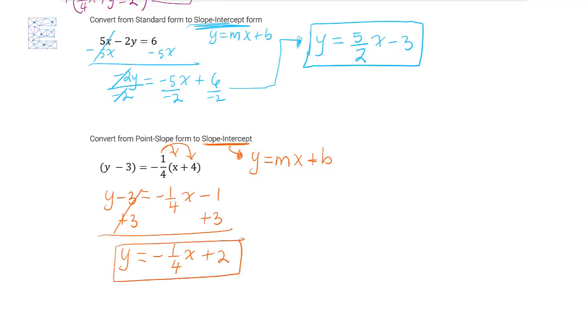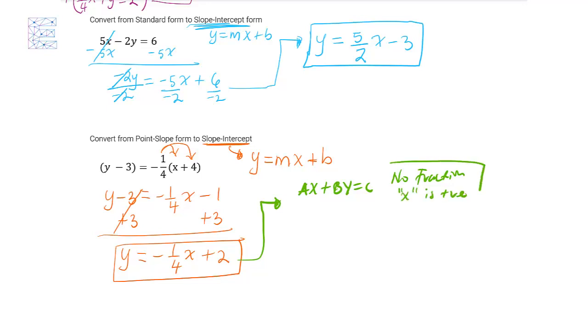We could take this a step further and convert this slope-intercept equation into standard form. In fact, let's practice that some more. Remember, standard form is ax plus by equals c. No fractions. And x cannot be negative. It must be a positive number, in other words.